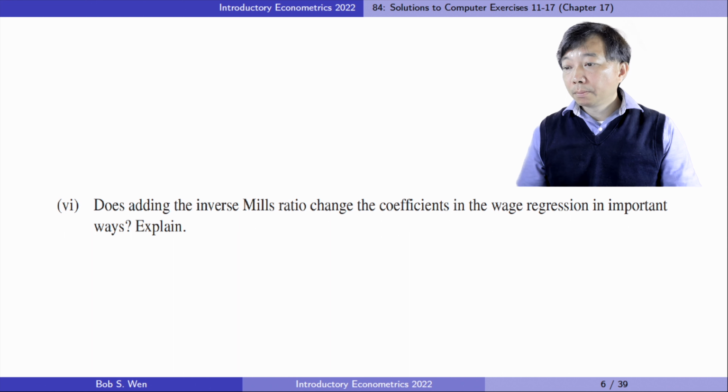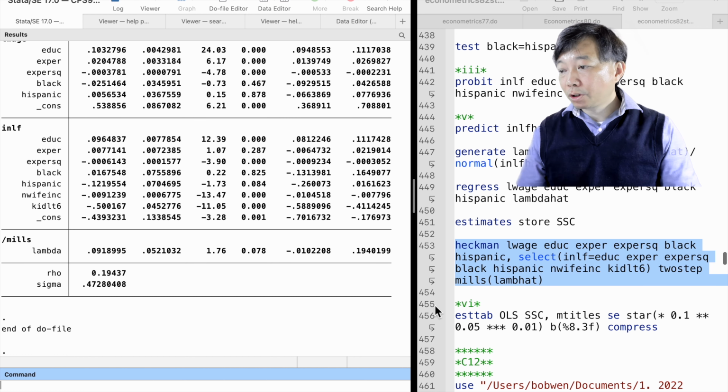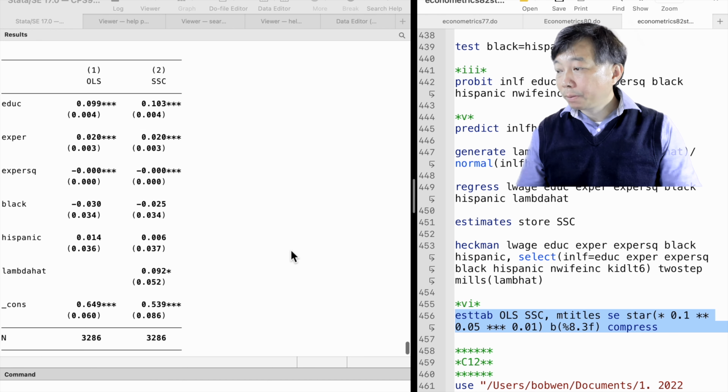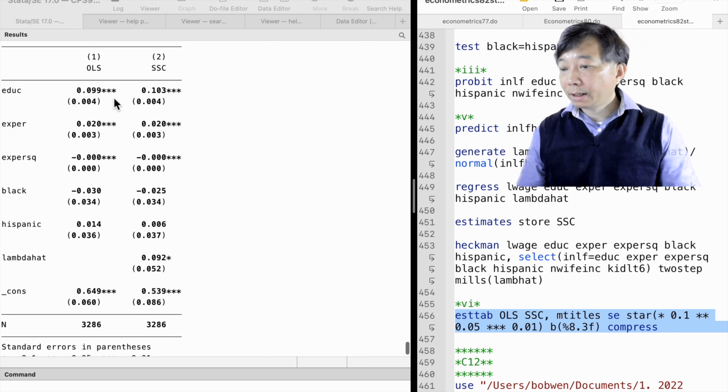In Part 6, does adding the inverse Mills ratio change the coefficients in the wage regression in important ways? Explain. We can compare the estimates in a table. We have used the estimates store command to store the estimates for each model. Now we use the estimates table command to list the estimates in a table. Adding the inverse Mills ratio does not change the coefficients in important ways.